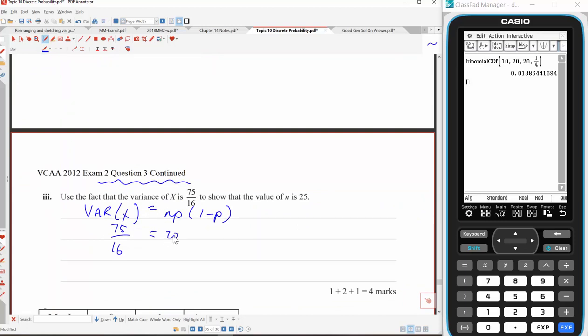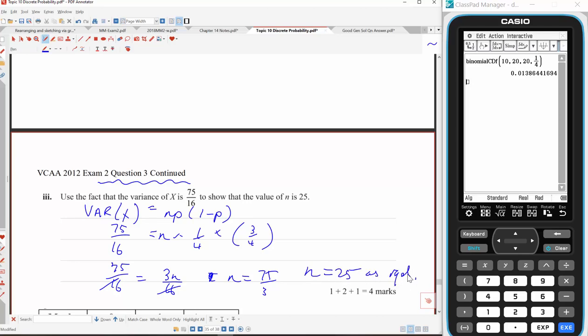And we did it 20 times. No, we didn't do it 20 times. We don't know what n is. N times 1 over 4 times 3 over 4. 75 on 16 equals 3n on 16. Those will cancel out, and we'll do n is equal to 75 on 3, n is equal to 25 as required.